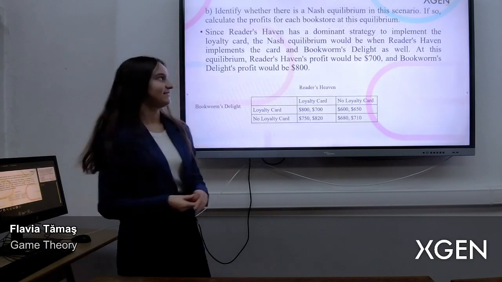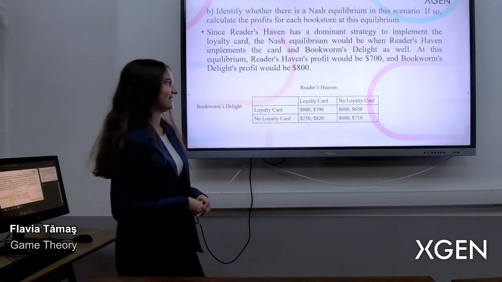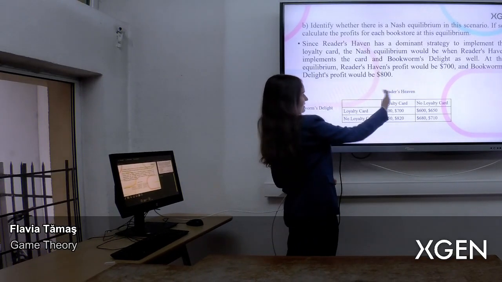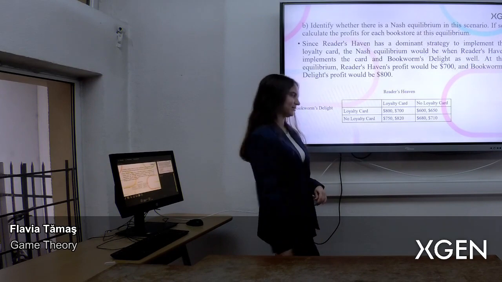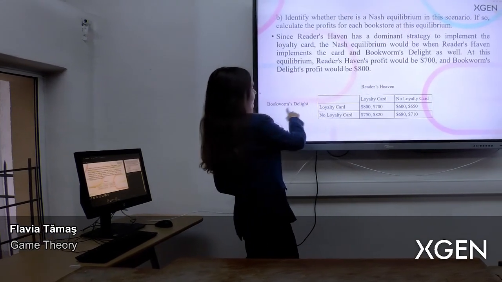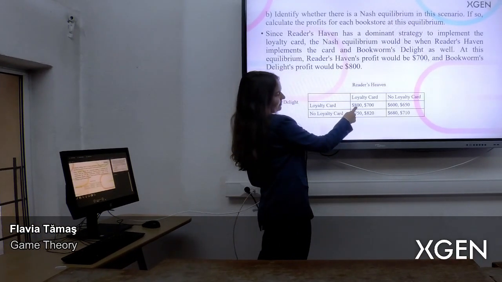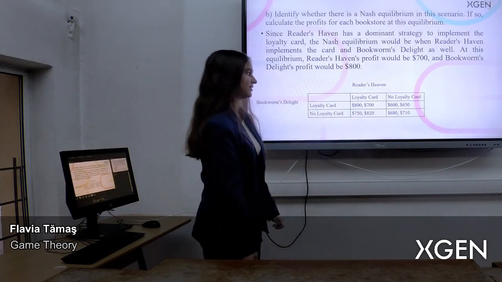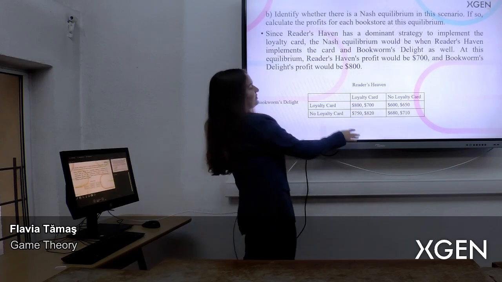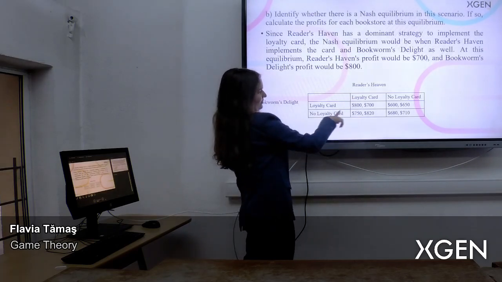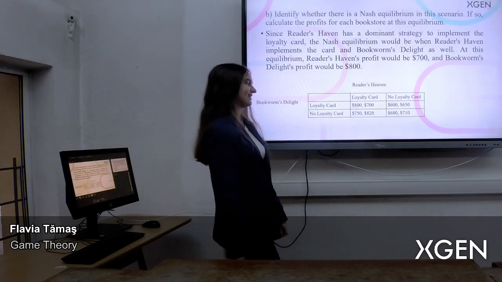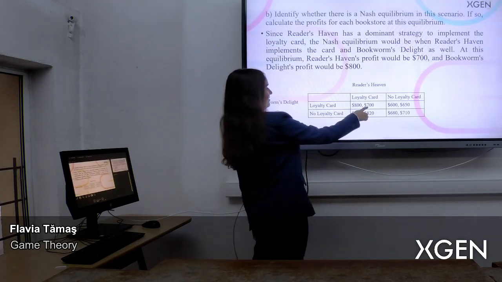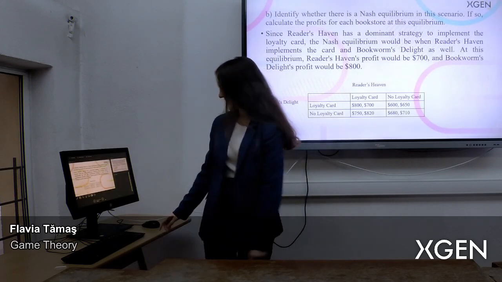Now we have to identify the Nash equilibrium and calculate each library's profits. So we have seen earlier that Readers Heaven has a dominant strategy of implementing the loyalty card. In this case, Bookworms Delight could either implement it or not, and they would choose to implement it because it offers a higher profit. So the equilibrium would occur when both bookstores implement the loyalty card, resulting in an $800 profit for Bookworms Delight and a $700 profit for Readers Heaven.